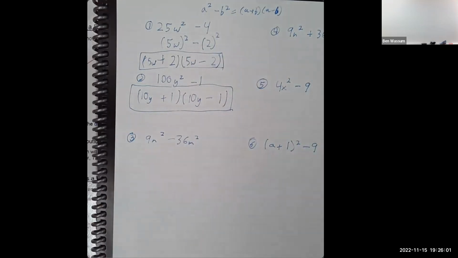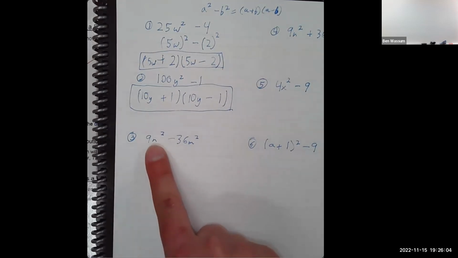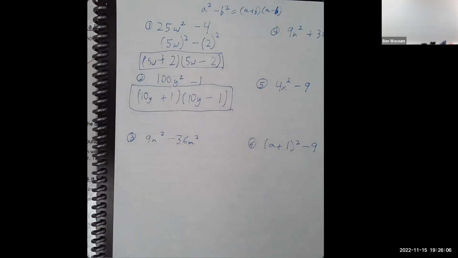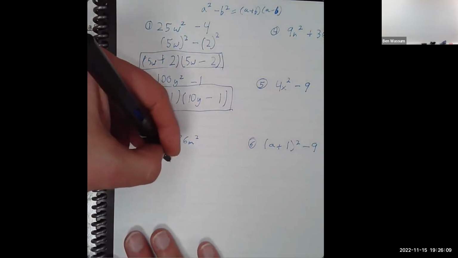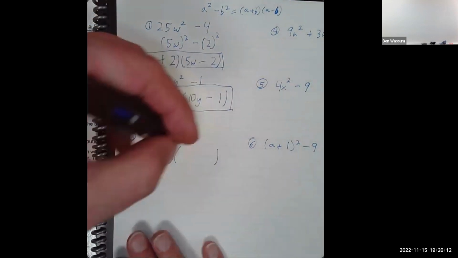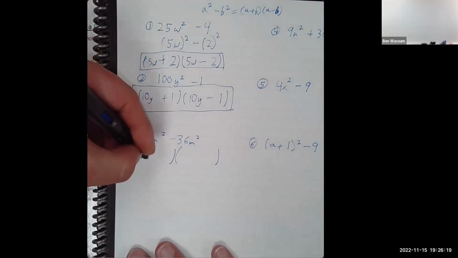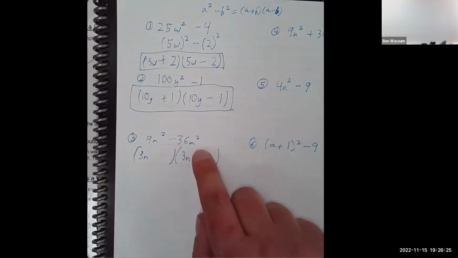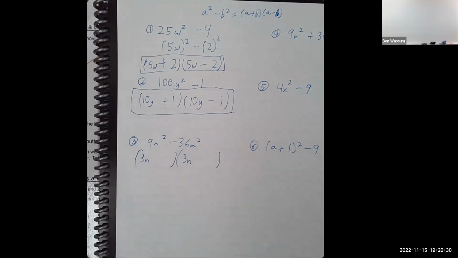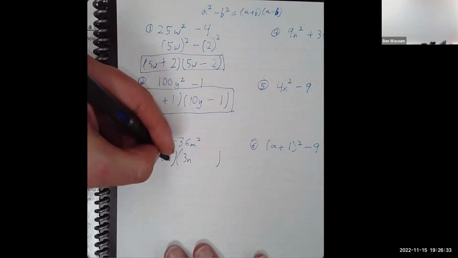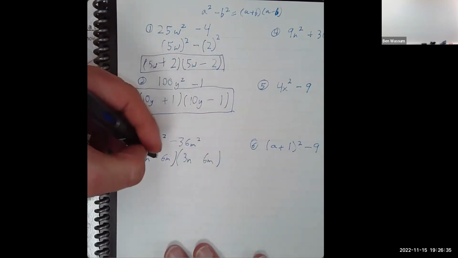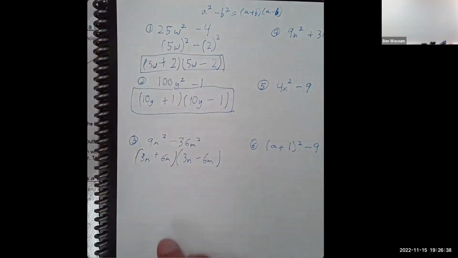All right, number 3. We have 9n squared minus 36m squared. Okay, same idea. What's the 9n squared a square of? Oh, 3 and an n, right? 3n, 3n. Cool. All right, well, what's the 36m squared the square of? Well, 6 and an m, right? 6m and 6m. You put the plus and the minus together, and are we done?